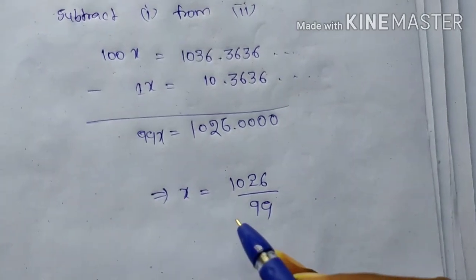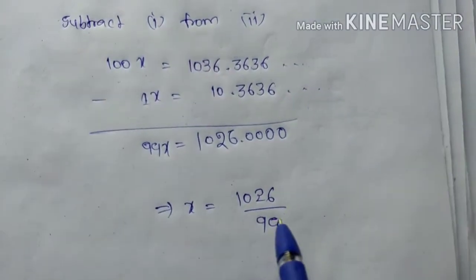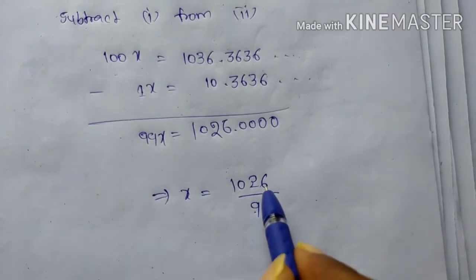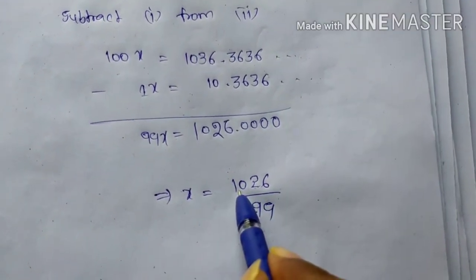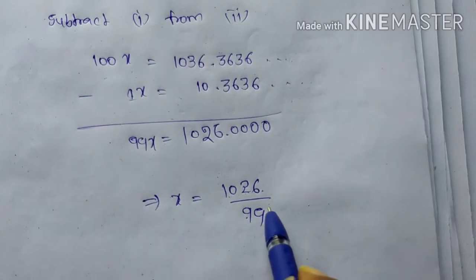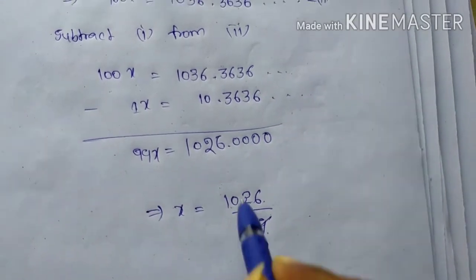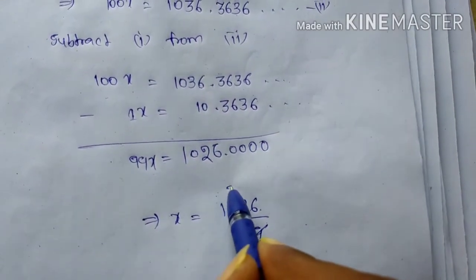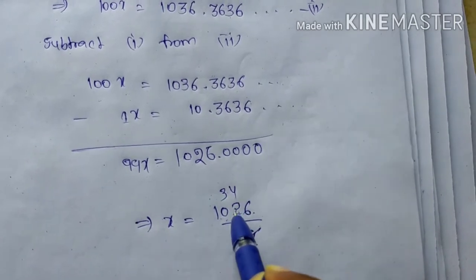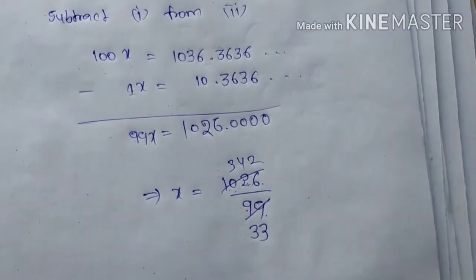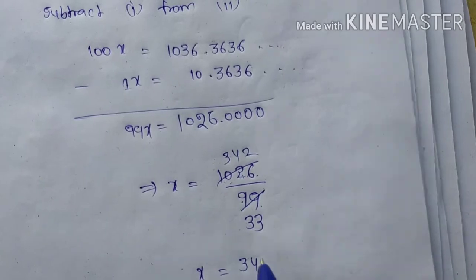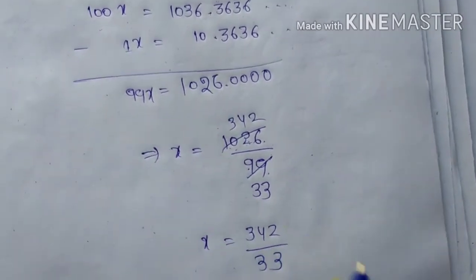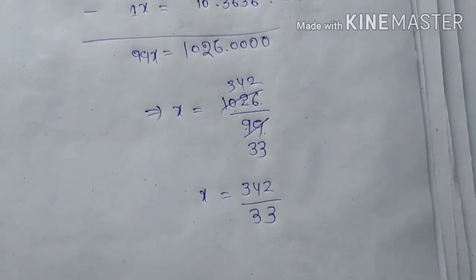Now, is it possible to simplify? See here, 9 plus 1 is 9, 1 plus 0 is 1... the digit sums are divisible, so both numbers are divisible by 3. Taking 3 out: 3 3s are 9, 12 is the remainder, 3 4s are 12, 3 2s are 6. That means you are getting x is equal to 342 by 33.